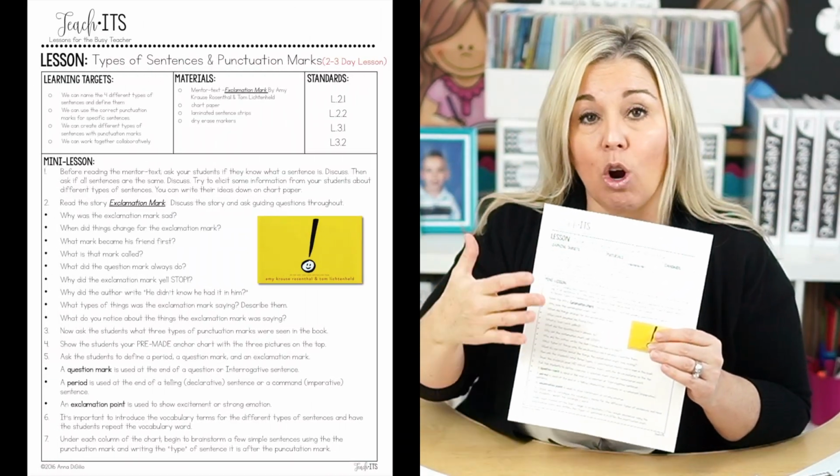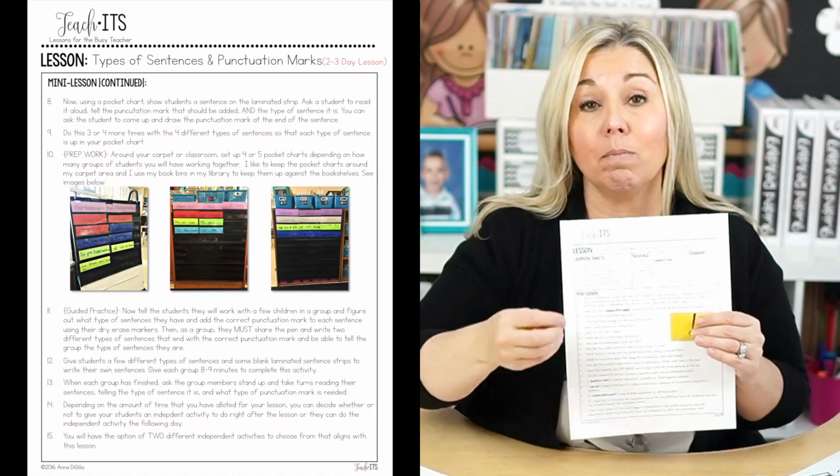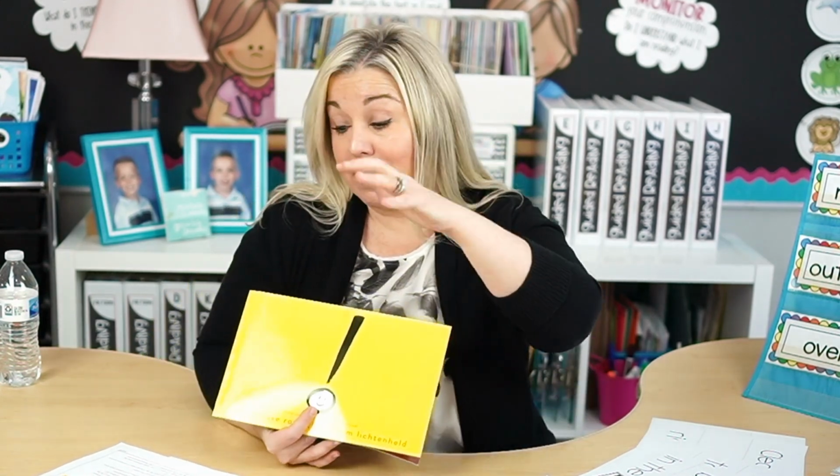My lesson plans are always organized in the same way when it comes to teaching grammar skills. One of the first things I do when I am introducing a new grammar skill is I read a mentor text. I don't care how far to the ends of the earth I have to find a good mentor text, I will. So for this particular lesson, which was my types of sentences and punctuation marks, I used this book called Exclamation Mark by Amy Krause Rosenthal and Tom Lichtenheld. I think I used this for probably 3 years in my classroom to teach punctuation marks and types of sentences because I teach it together, in one unit.